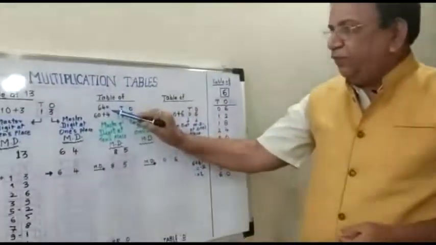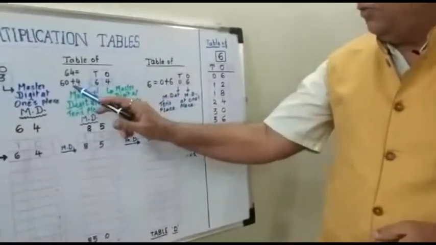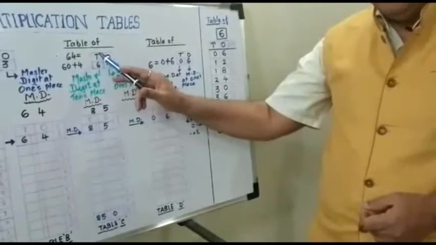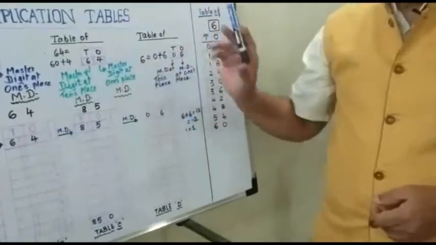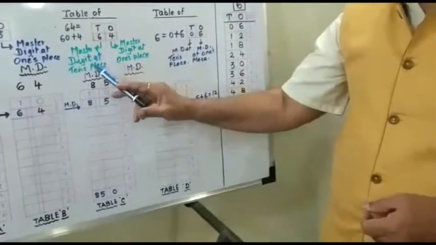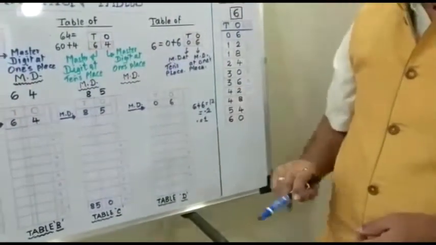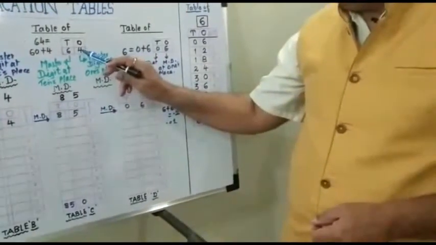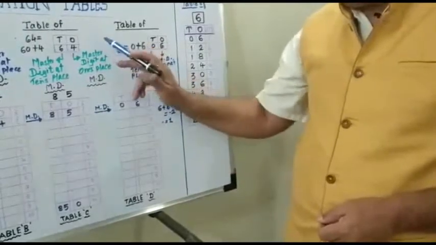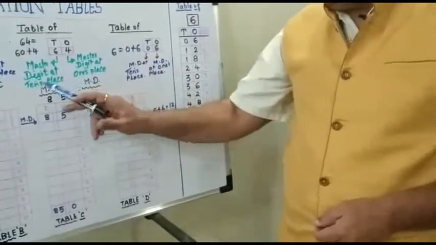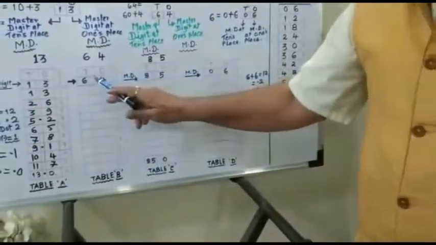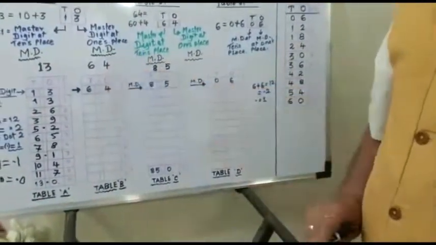See, 64 is equal to 60 plus 4. So for this, we write 6 in the tens place and 4 in the ones place. So this 6 is called the master digit at tens place and 4 is called the master digit at ones place. In short, we can represent this by MD. So here we have written this master digit MD. Okay. Now we'll consider this table of 64.